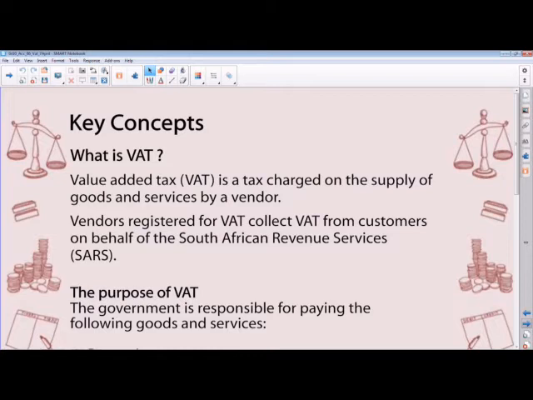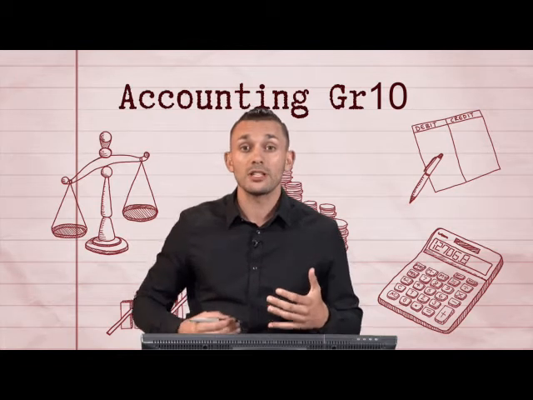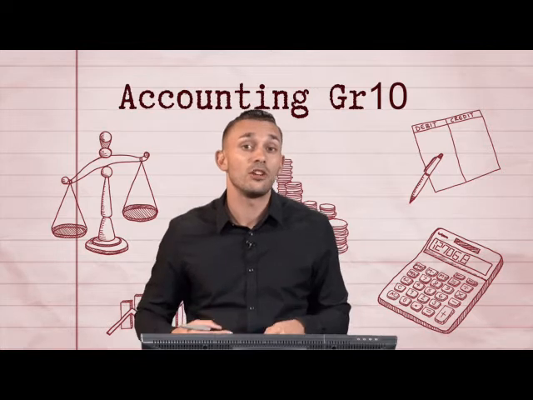So firstly, what is VAT? VAT is value added tax, and this is a tax charged on the supply of goods and services by a vendor. Now, very important to remember, not all vendors will charge VAT. Vendors need to register for VAT and collect VAT from customers on behalf of the South African Revenue Services. So this means all VAT that businesses collect through the selling of their goods and services needs to be paid over to SARS at the end of every second month.